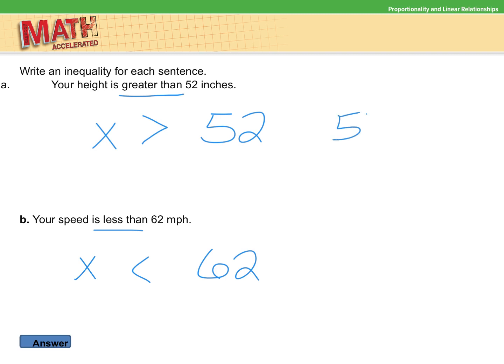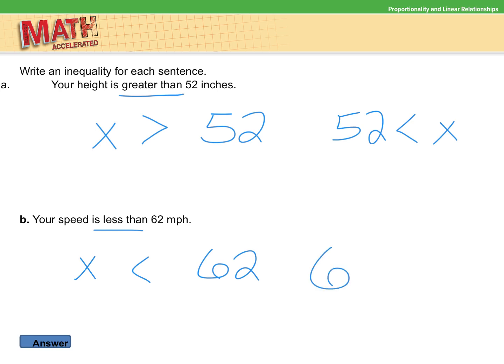Let me ask you this. If I had 52 on this side and x on this side, can I still put greater than? No. Why not? Because your height is still greater. So our sign still needs to be open to the x. The problem doesn't change, even with the numbers flipping. You still have to make sure you flip that sign also.